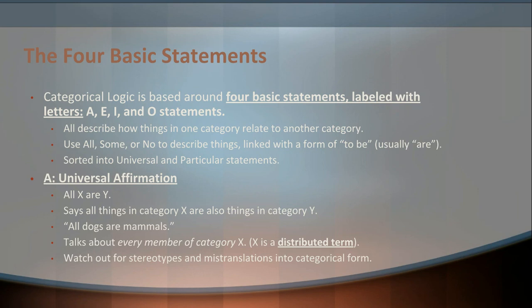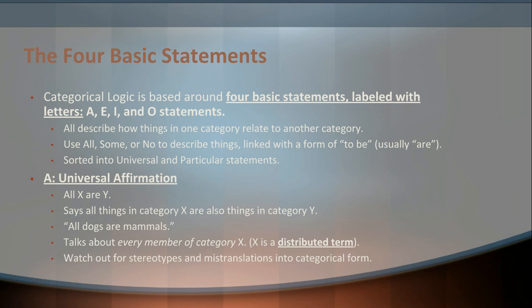And these kinds of statements are labeled with letters, following the traditional structure of things that are based in Latin names that I do not want you to know. And these are the A, E, I, and O statements. These different sentences use all, some, or no to describe things, and in our case, they are definitively linked with a form of "to be" in the middle.